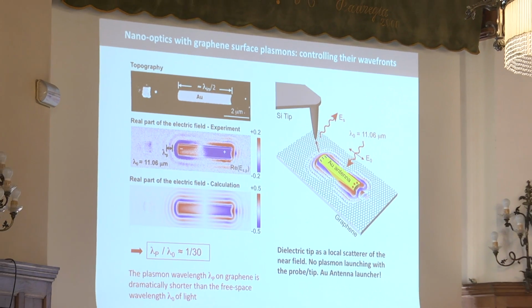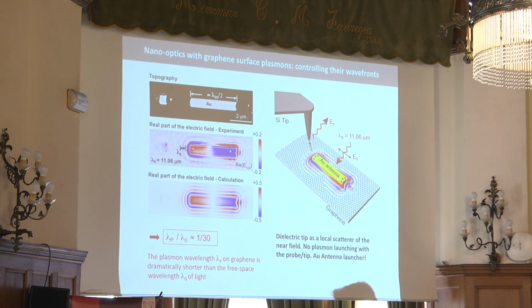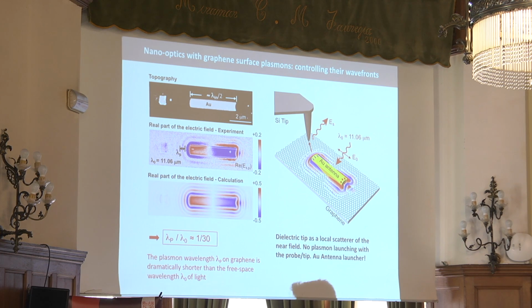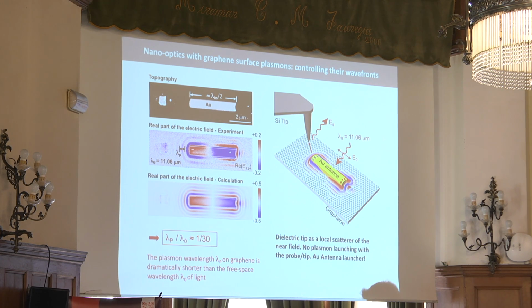But look, there is a very interesting thing about these fringes. They are so small compared to the incident wavelength, because it's just a layer of graphene, of carbon atoms, that this wavelength of the graphene plasmon is much smaller than the antenna itself.